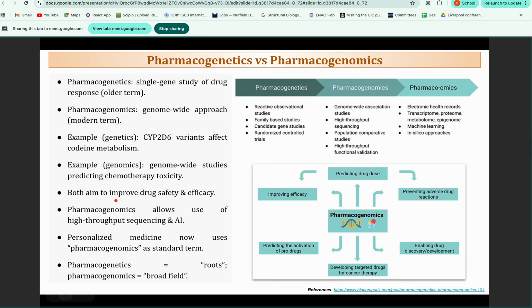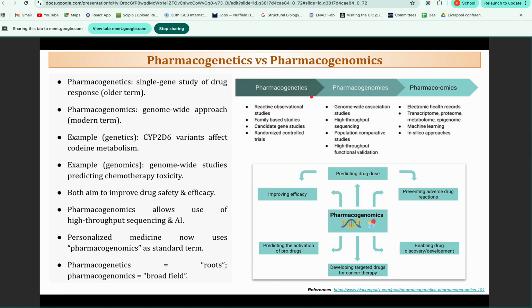Both pharmacogenomics and pharmacogenetics aim to improve drug safety and efficacy. Pharmacogenomics allows the use of high throughput sequencing and artificial intelligence, whereas personalized medicine now uses pharmacogenomics as a standard term. Pharmacogenetics is like the roots, whereas pharmacogenomics is a broad field.